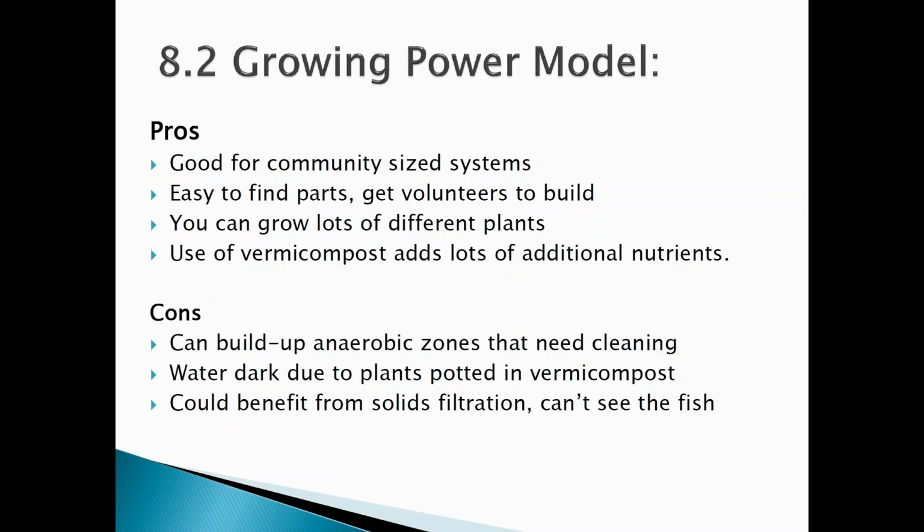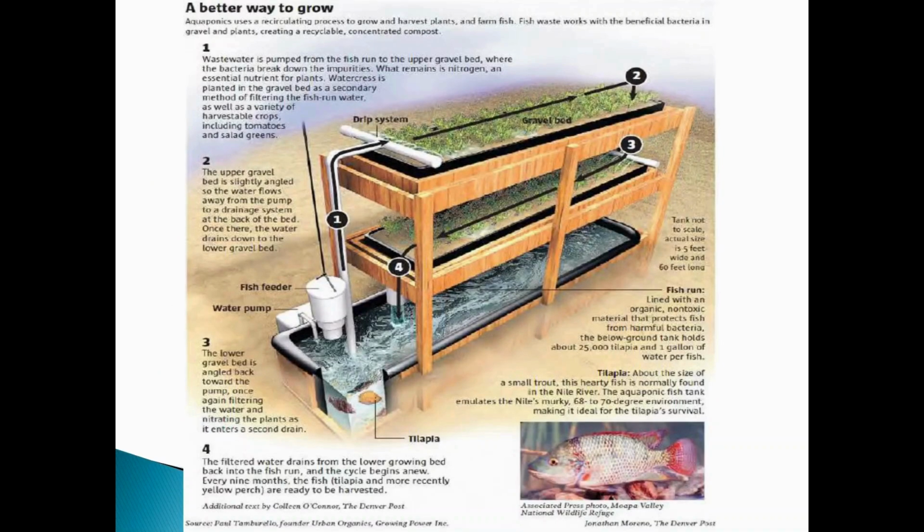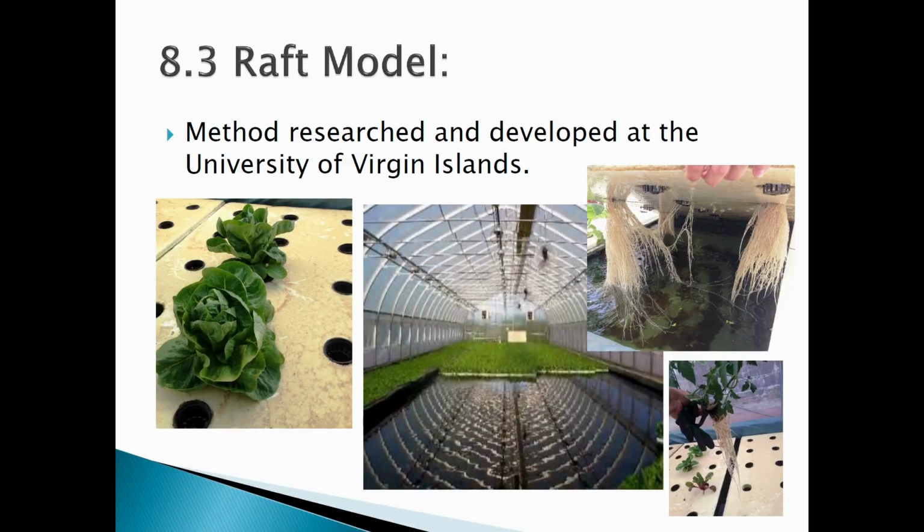You can also grow a lot of different types here and it usually uses vermicompost as a way to add nutrients into the soil. Now, this can also build up anaerobic zones as in the media-based growing model, and the water remains dark due to the plants being on top of the tank. Here is a more in-depth diagram of what these power models look like, with the plants growing on top, water being pumped up to the very top bed and then slowly draining back down to the fish tank at the bottom.